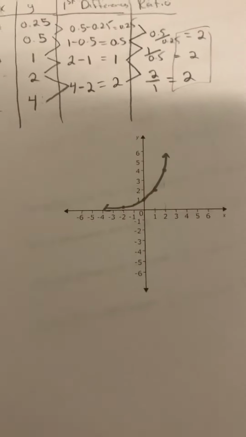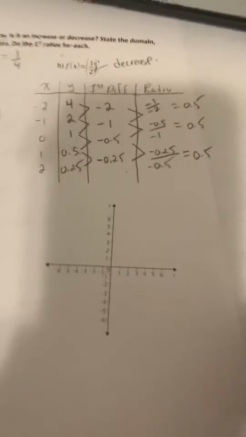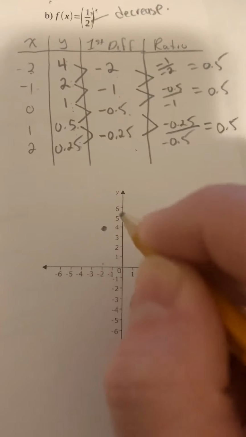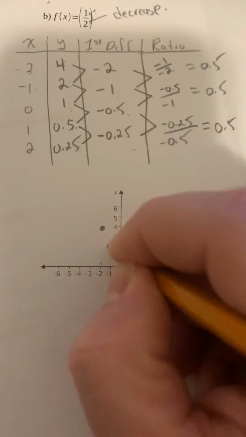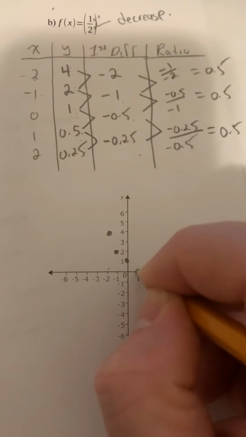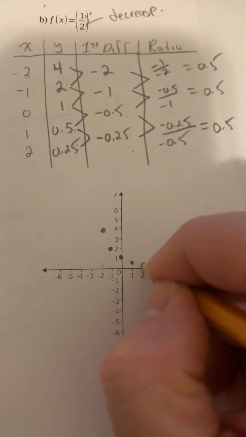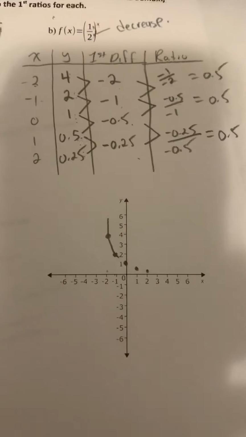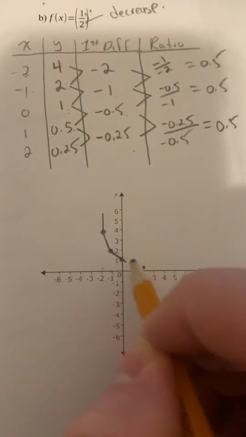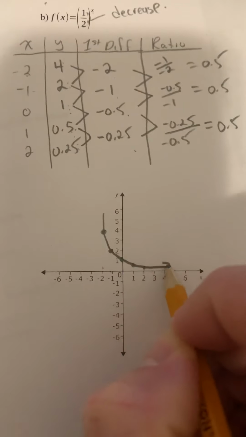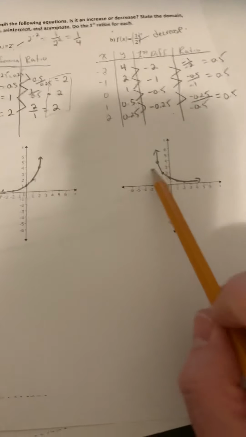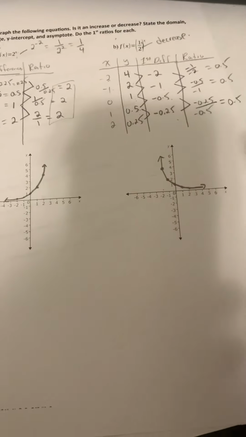So we get a graph that looks like that. Now I'm going to graph the other one. So -2 and 4, -1 and 2, 0, 1. Connect the dots that way. Okay, so as you can see, reading from left to right, we have an increasing graph. Reading left to right, we have a decreasing graph.